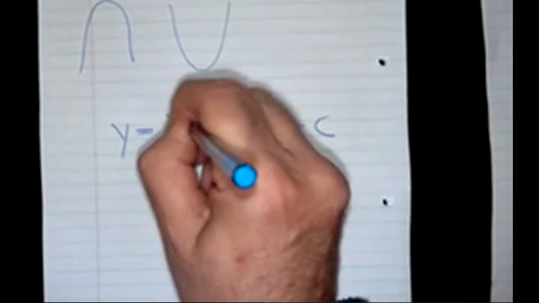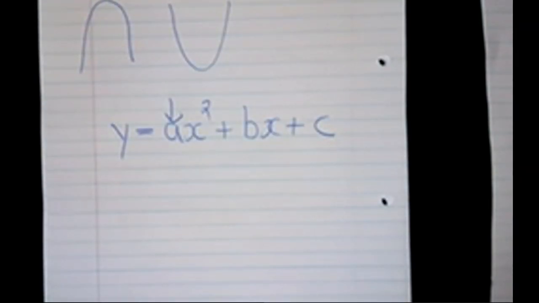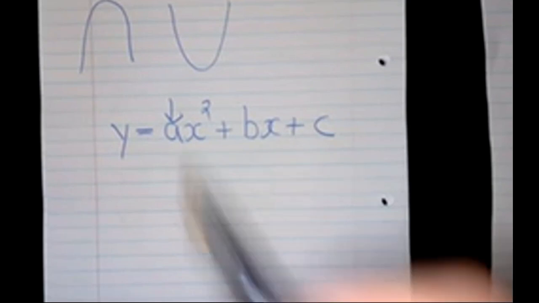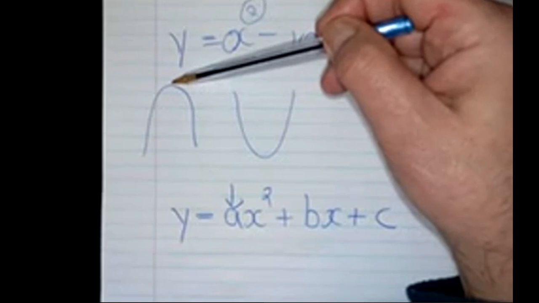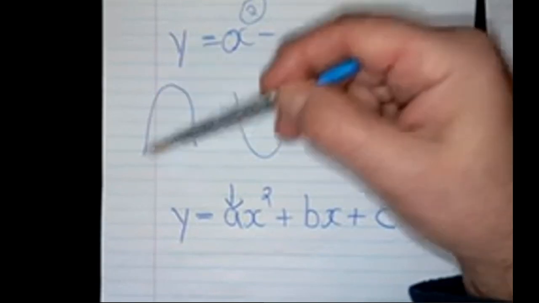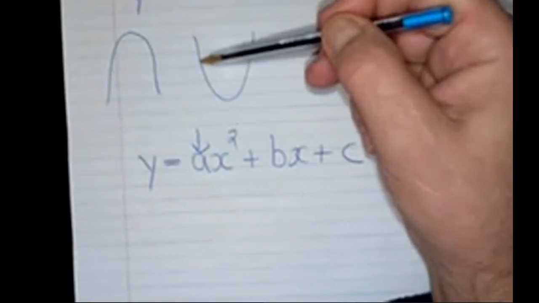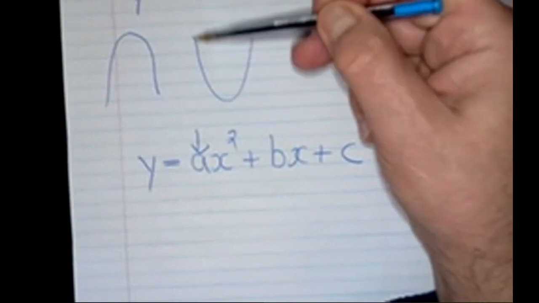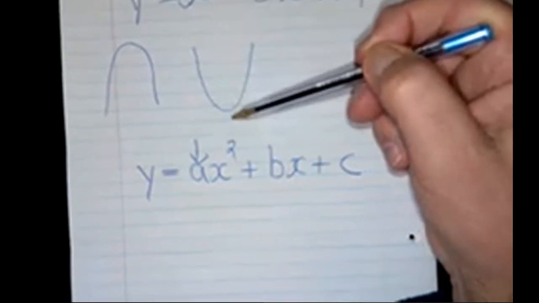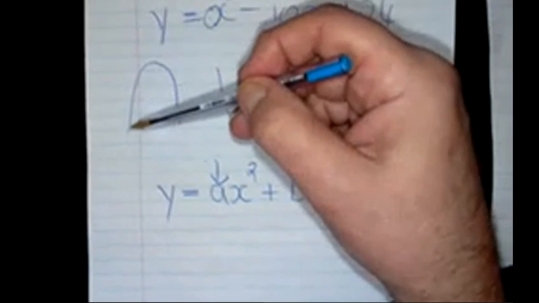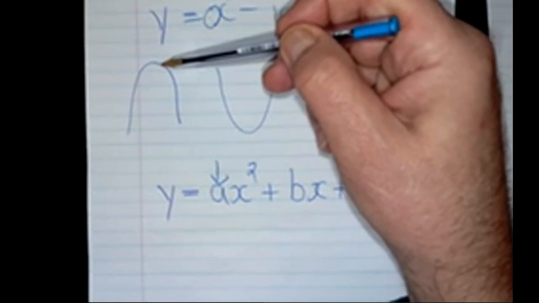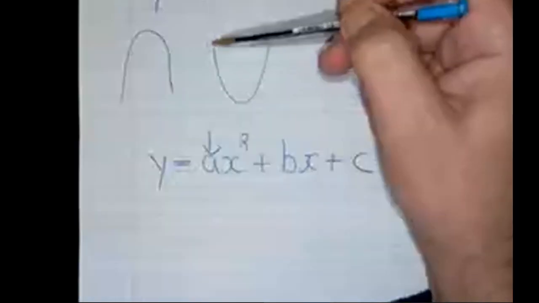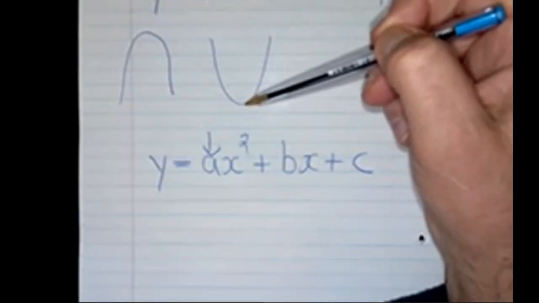Now, the sign of that thing determines whether this thing has a maximum value, a largest value, which people call a frown, or whether it has a minimum value, a smallest value, which people call a smile. Can you see this goes larger, larger, larger, larger, largest? And then it goes down again. And then this one goes smaller, smaller, smaller, smallest. That's minimum. And then it goes up again.